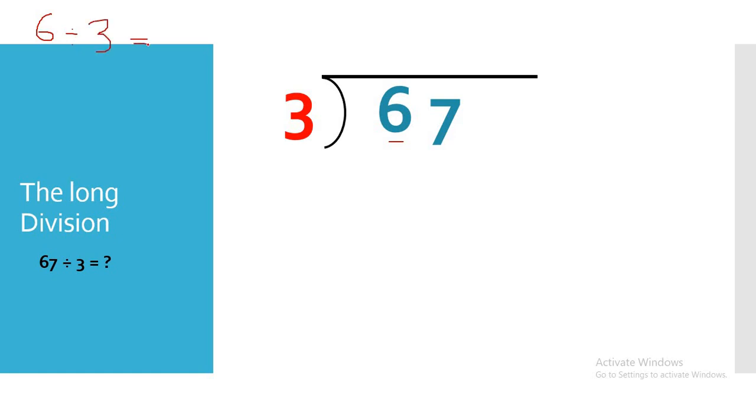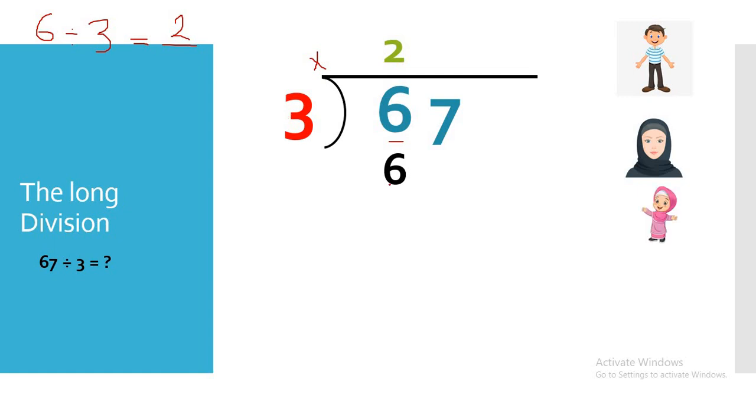You know that 2 times 3 equals 6. So the answer is 2. We write the answer again above the tens. Next step is to multiply. Multiply 2 times 3. When we multiply, we write the answer down. So 3 times 2 equals 6.